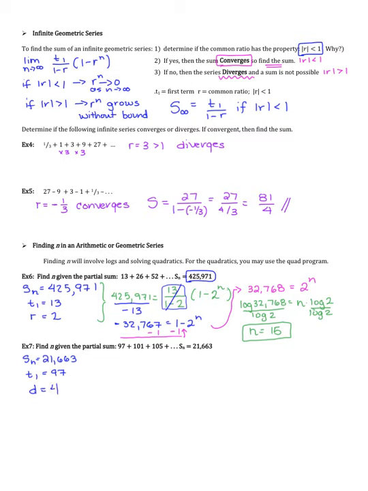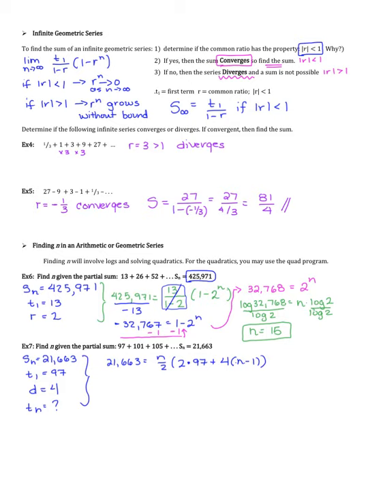And this is one where we don't know t sub n. So I am going to actually use the other formula this time so we can have everything represented. So I know that 21,663 is going to equal n divided by 2 times t sub 1 plus my common difference, which is 4, times n minus 1. All right, that's setting up the problem.